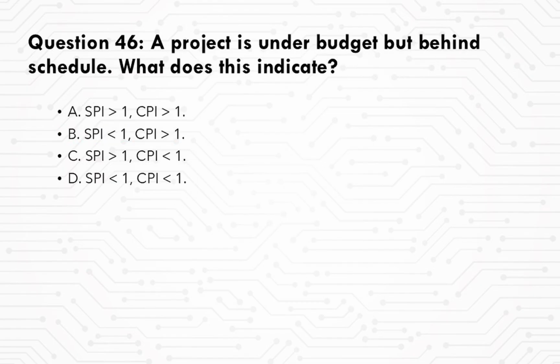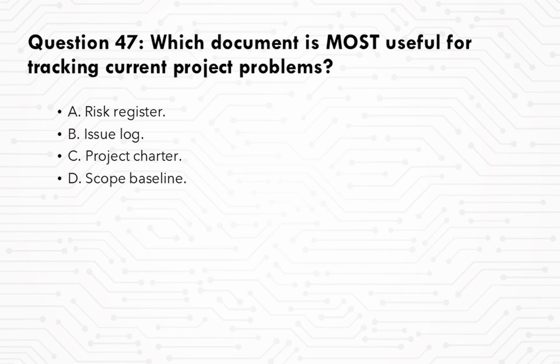Question 46. A project is under budget but behind schedule. What does this indicate? A. SPI > 1, CPI > 1. B. SPI < 1, CPI > 1. C. SPI > 1, CPI < 1. D. SPI < 1, CPI < 1. Answer: B. Behind schedule, SPI < 1, but under budget, CPI > 1. Question 47.